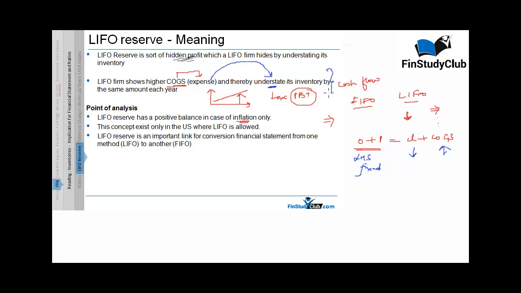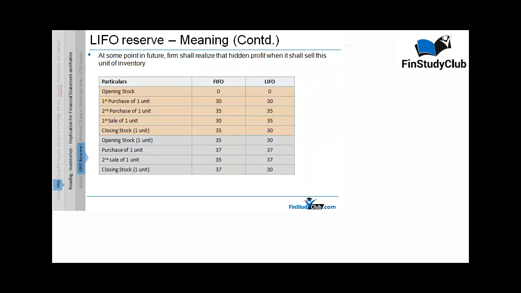Now, this is really a phenomenon that we have learned in level 1 as well, but what is the implication of that is what we are going to look at through this table. Assume there are two companies which start their business in year 1, which is the yellow highlighted, and the second is year 2, which is blue highlighted. Out of a purchase of 30 and 35, the FIFO firm will show $30 as the COGS, whereas a LIFO firm will show $35 as COGS.